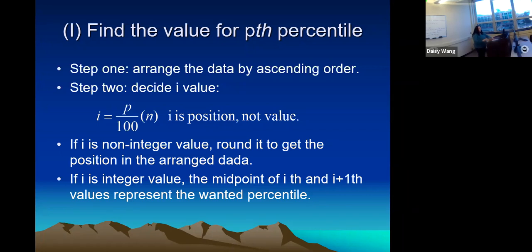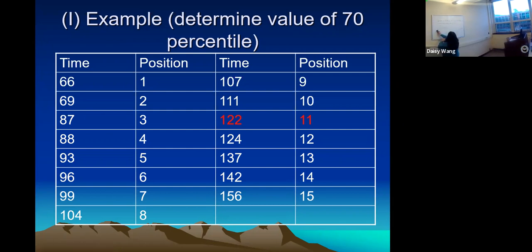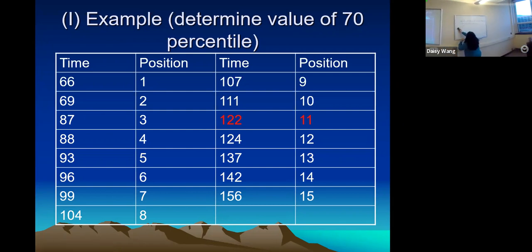If I is a non-integer, then we round it to get the position in the data. And if I is an integer, then the midpoint of I and the next value, like if it's 7, the midpoint of the 7th and 8th numbers will be the percentile. So for example, here we want to calculate the 70th percentile. So that means we calculate.